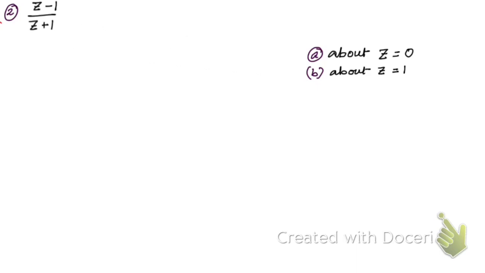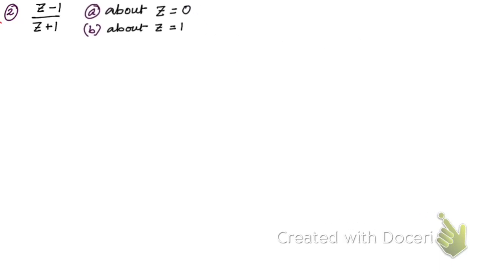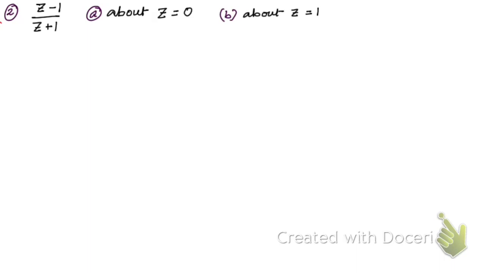This is the function, and we need to find its value. We need to express this in Taylor expansion about these 2 points, about z is equal to 0 and about z is equal to 1, okay? So now first let us solve. So what is the function here? F of z is equal to z minus 1, right, by z plus 1, that's what we have got.